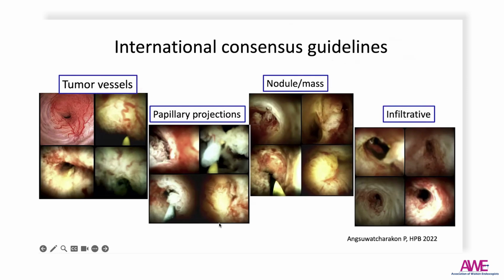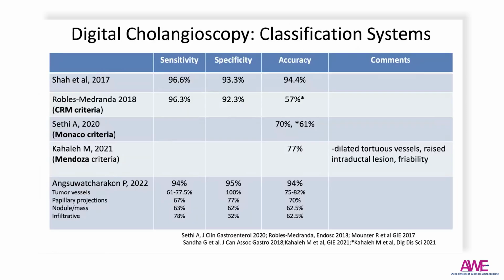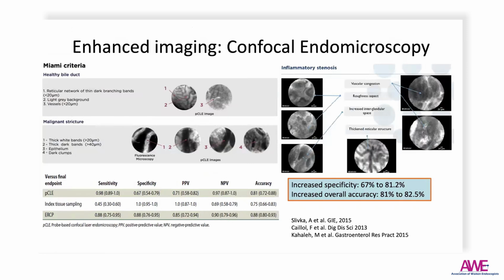This is the international consensus guideline, which I think just really helps summarize the features that one should be noting when performing this exam, and actually also offers some data and points that we can focus on for things like AI. These are the diagnostic accuracies of the various different classification systems. Again, keep in mind inter-observer agreement is quite poor for all of them. And then, of course, we have confocal endomicroscopy, which was one of the earlier advanced imaging modalities.